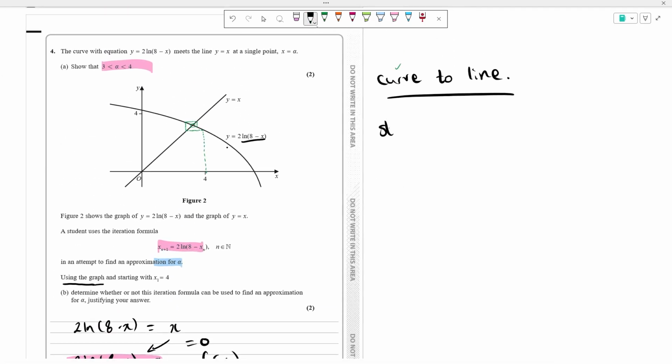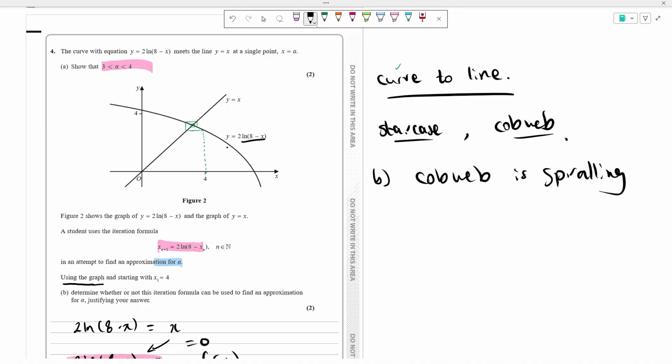So you have two types. You have staircases where it would diverge, and you also have a cobweb diagram. So your part B, because your cobweb is going inwards, is spiraling inwards, we will have a convergence of the root. So it is suitable. The approximation would be suitable.